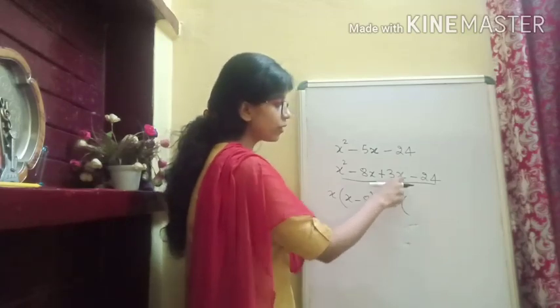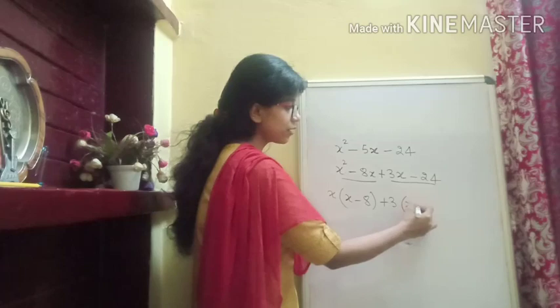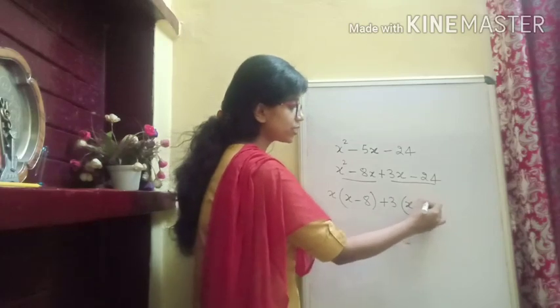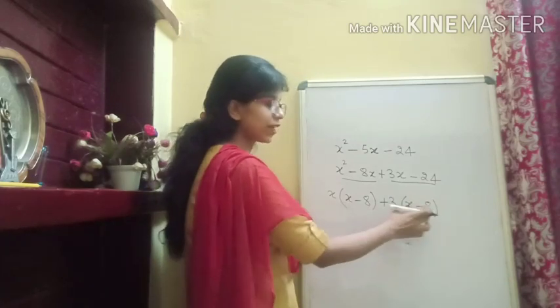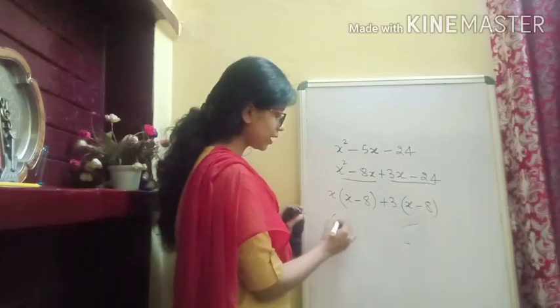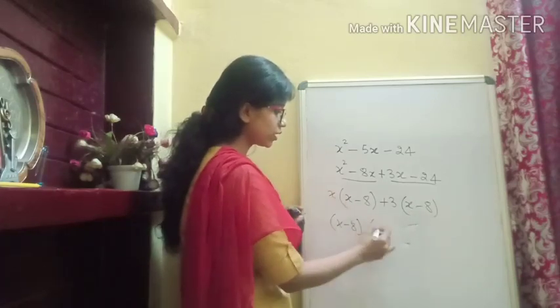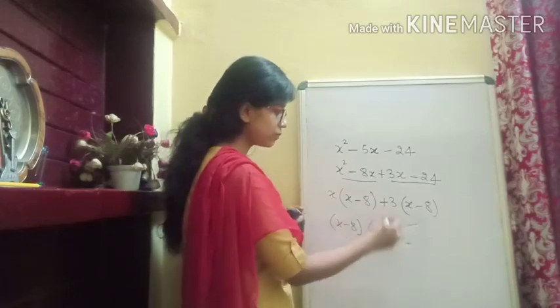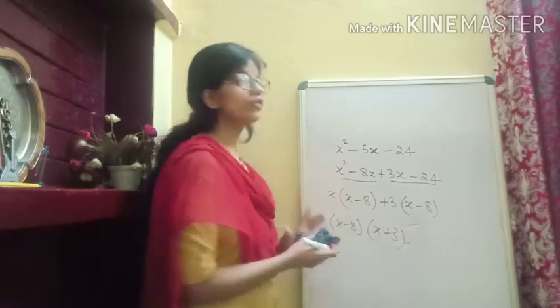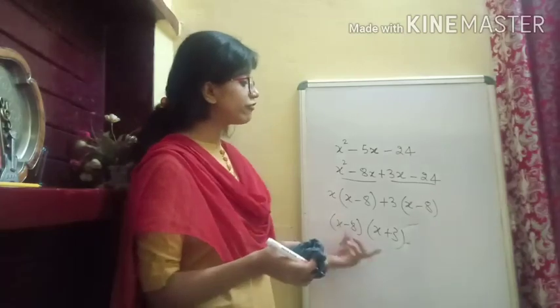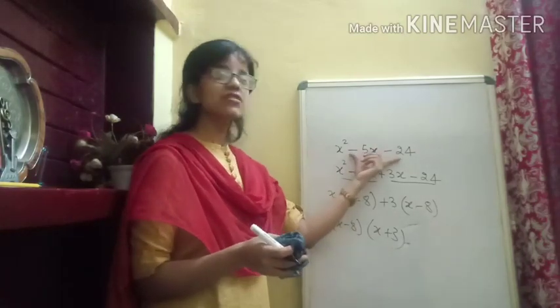So when 3 is common, in the first term you will get x minus 8, since 3 is common. Now again we have x minus 8 as common. So when you take x minus 8 common, you will get x in the first term plus 3. And that's how we have split our terms, or in fact factorized our given trinomial.